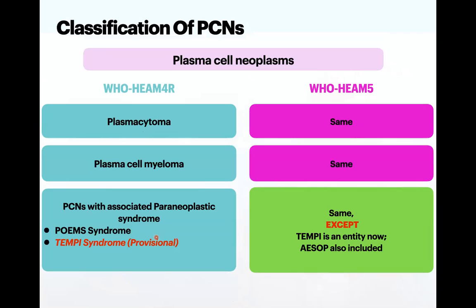So in the plasma cell neoplasm, plasmacytoma and plasma cell myeloma remain the same. While in the plasma cell neoplasms with associated paraneoplastic syndromes, there are some changes. POEMS was previously also described and it remains the same. The TEMPI syndrome was previously provisional. Now it is a new entity. And ESOP is also included in this paraneoplastic syndrome. So there are 3 paraneoplastic syndromes now: POEMS, TEMPI, and ESOP.